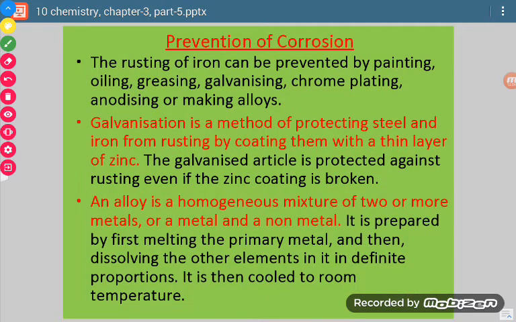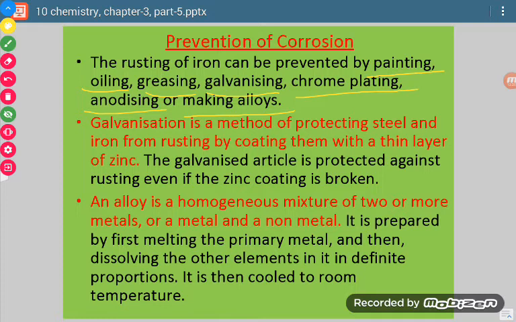Now how can we prevent rusting, or how can we prevent corrosion? So there are so many methods: painting, oiling, greasing, galvanizing, chrome plating, anodizing, and making alloys. Making alloys is also termed as alloying. The process of converting a substance into an alloy is called alloying.